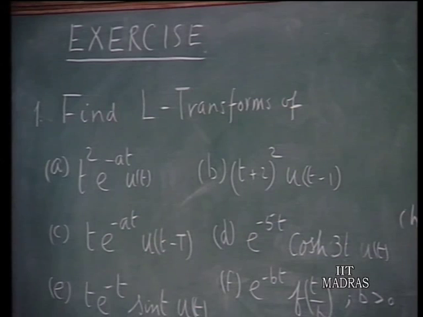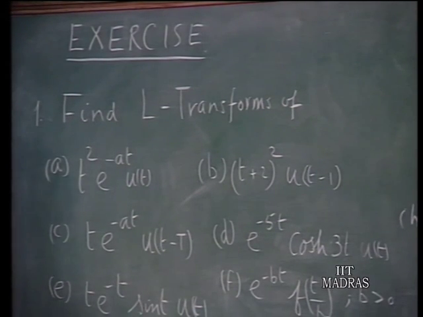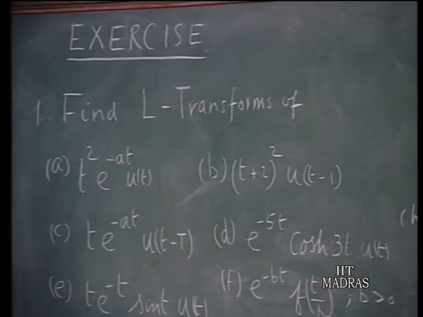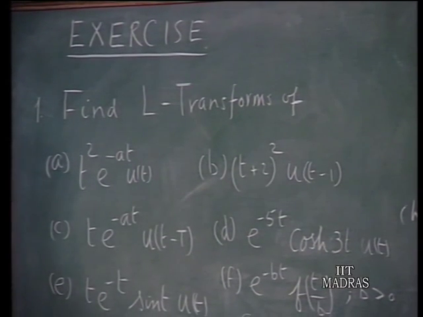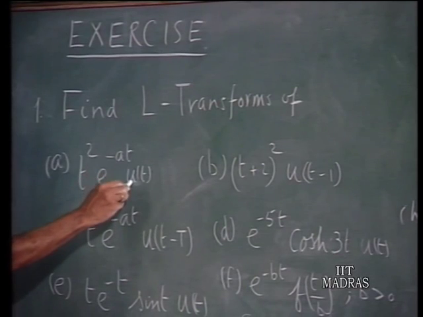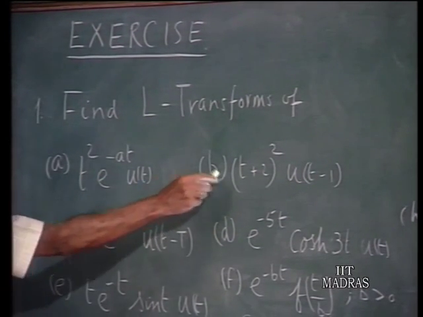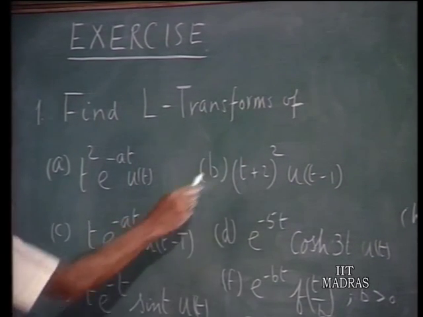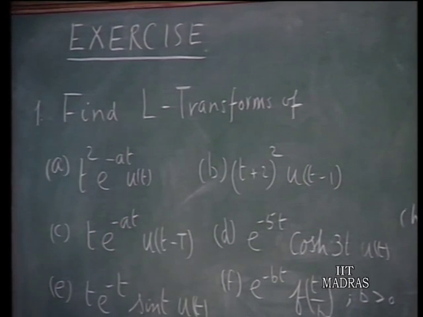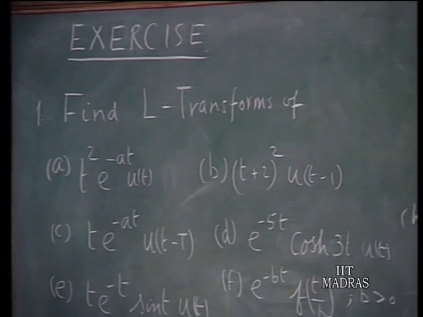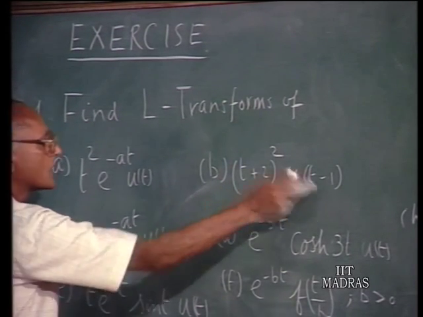The first question is, find the Laplace transforms of the set of time functions that are given here. A, t squared e to the power of minus at u(t). B, (t plus 2) whole squared times u of (t minus 1). So this time function really starts at t equals 1 onwards.